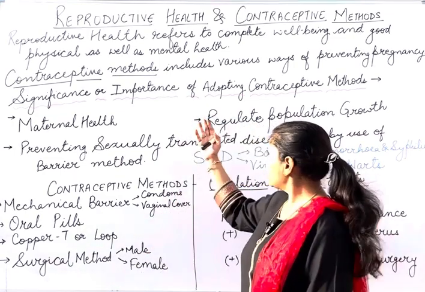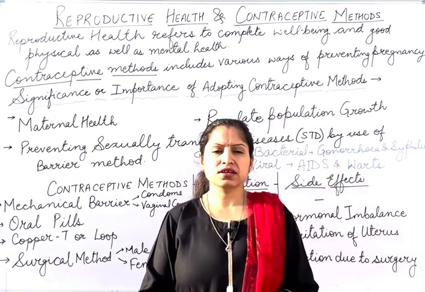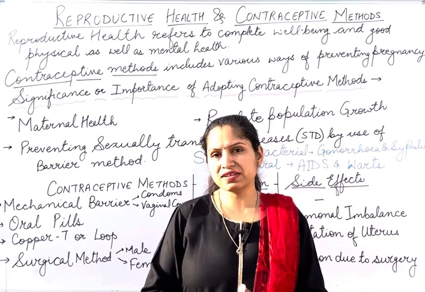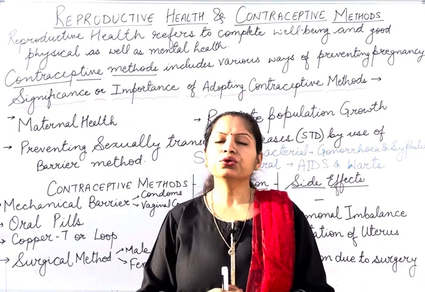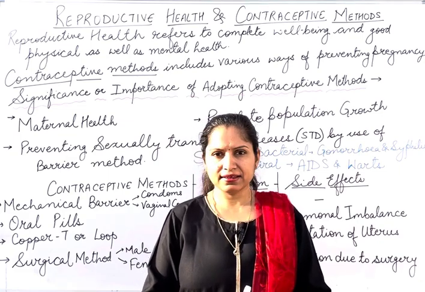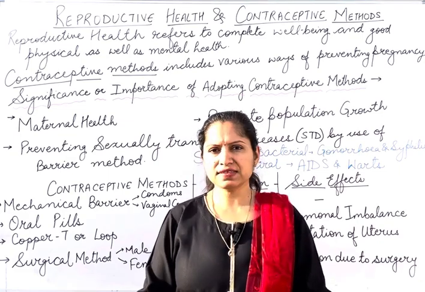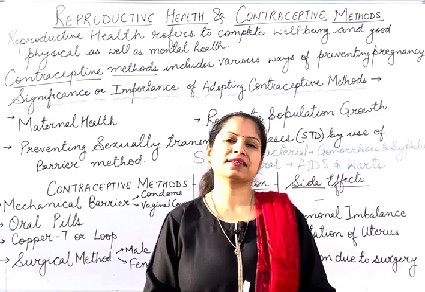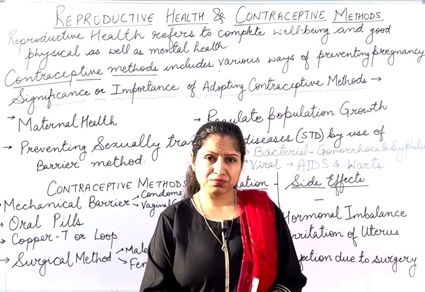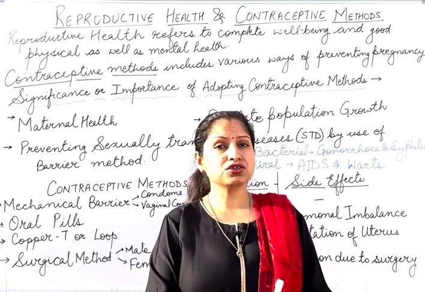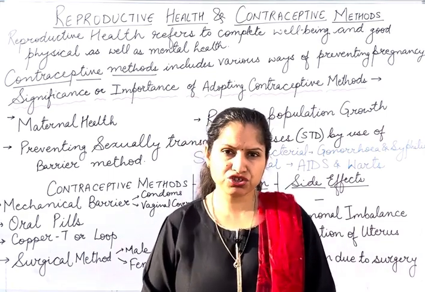Then comes, what are the contraceptive measures? What is the meaning of contraception? Different measures could be adopted to avoid pregnancy, and this avoiding of pregnancy is known as contraception. Now, what is the importance of contraceptive methods? Why should a person adopt contraceptive measures?